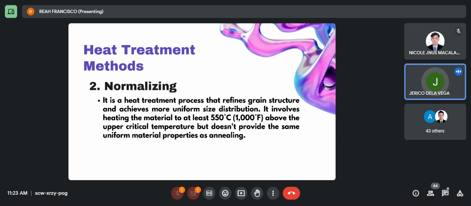And normalizing is commonly used in manufacturing processes where the mechanical properties of the material need to be optimized, such as the production of steel components for various industries, including automotive, construction, and machinery. The specific normalizing temperature and cooling rate depend on the material type and intended application. Next slide po.